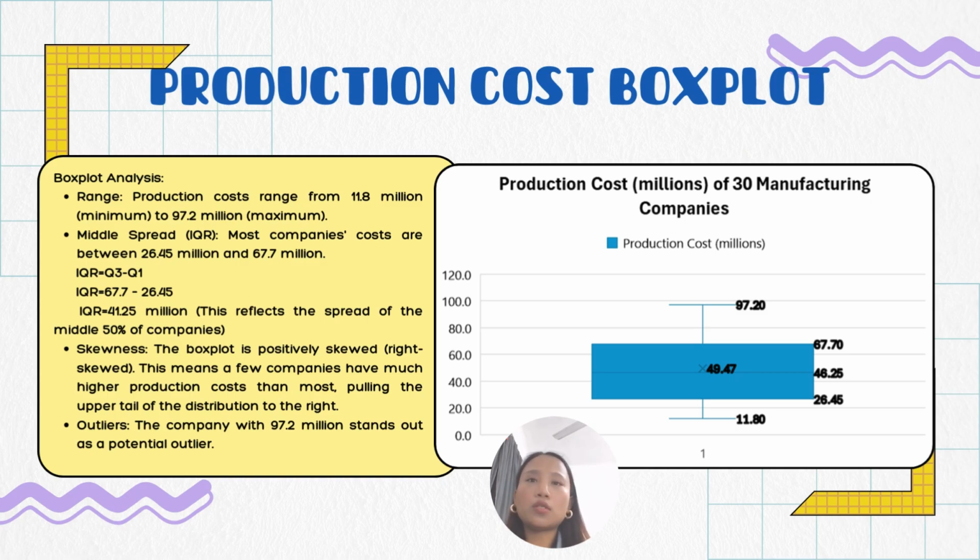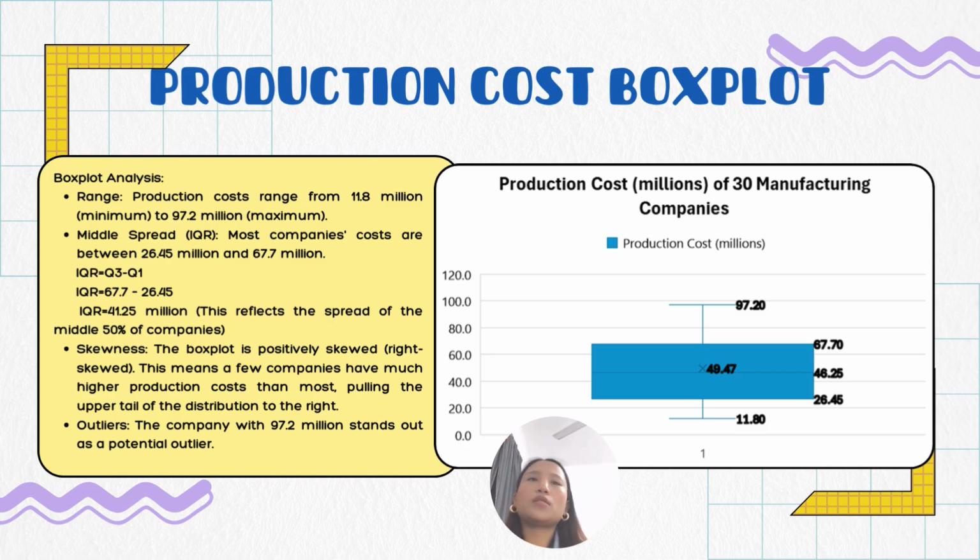And for the skewness of the box plot, we can see that it is positively skewed, which is right skewed. This means that a few companies have much higher production costs than most, pulling the upper tail of the distribution to the right. And the outliers, as we can see here, 97.2 stands out as a potential outlier since it is outside the range of the IQR.